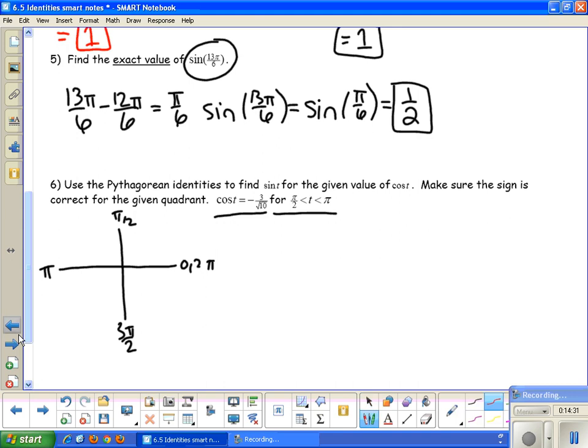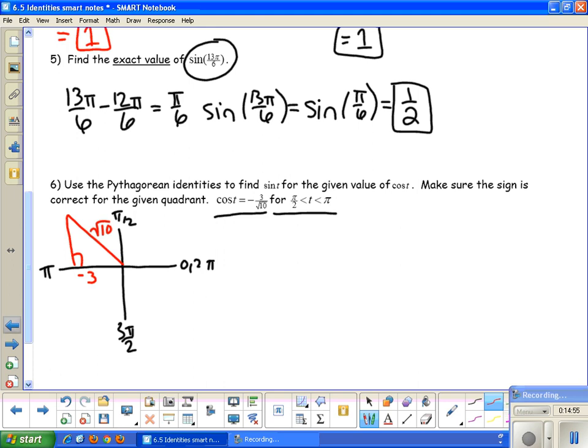And then if I want to solve this, I can use my Pythagorean identities, or I can go ahead and make a triangle. So I'm going to show you two ways to do this. If I make a triangle, cosine is adjacent over hypotenuse, so this would be -3, and this would be root 10. And then I could use my Pythagorean theorem in order to figure out what the other length would be. So if I do that, I know it's actually going to be a length of 1, but we'll come back to that.